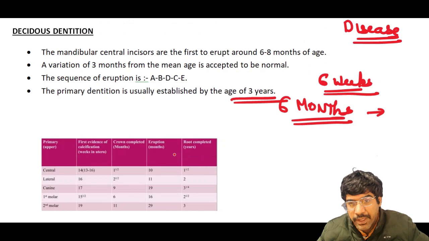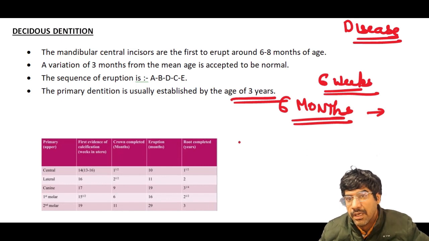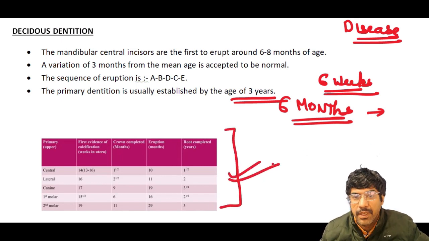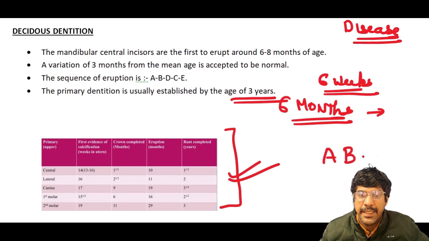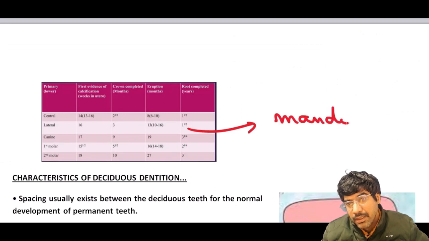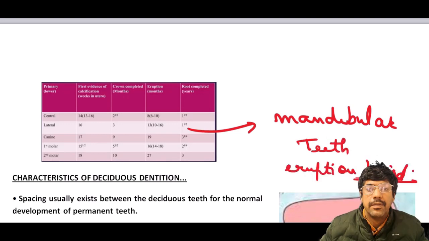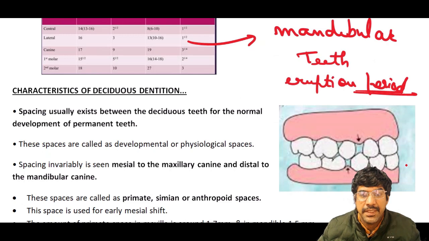So this is the table showing the upper teeth eruption period, calcification, and root completion, which is important for your entrance exam. The sequence for the eruption of deciduous dentition is generally A, B, D, C, E. Similarly, this table represents the mandibular deciduous teeth eruption period.